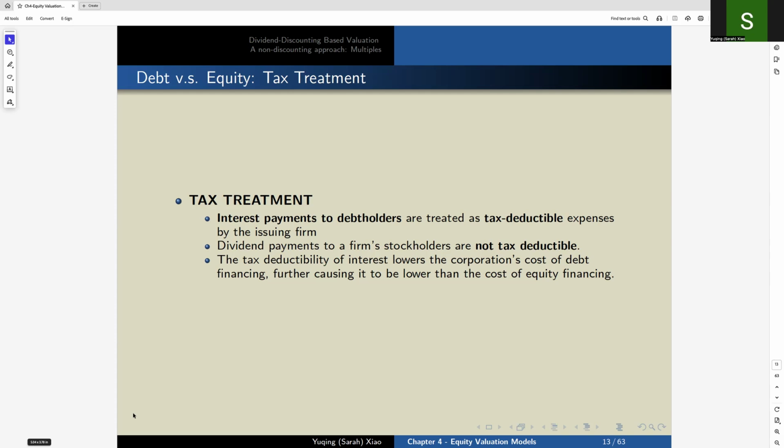However, as we just discussed, debt also creates obligations and potential financial distress. So firms must balance the cost advantage of debt against the flexibility of equity.